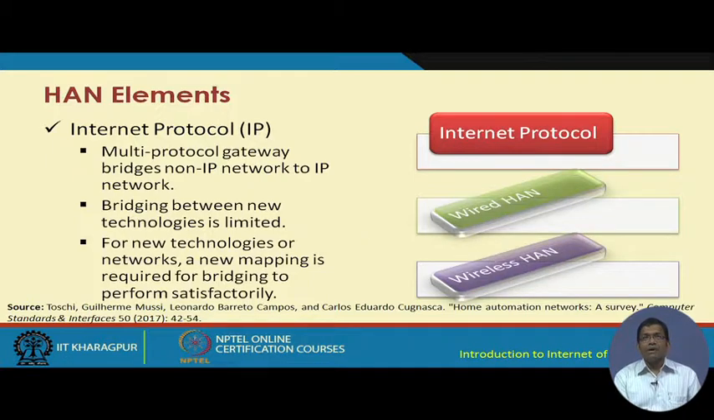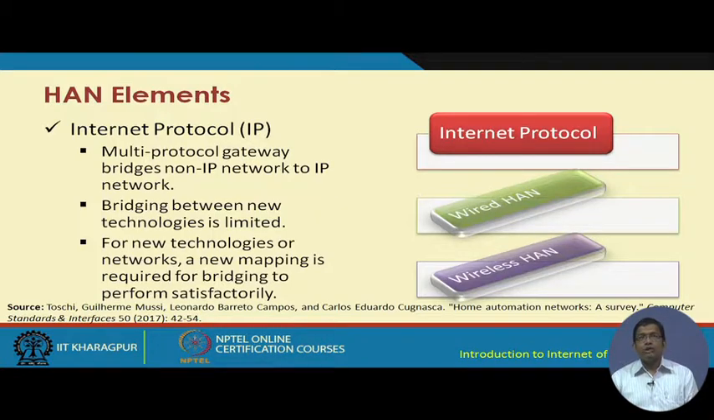So, we have multi protocol gateway bridges the non IP network to IP network. In other words, you have in a home area network support for both IP based networks, the traditional internet based networks, as well as there are some non IP based networks as well, and there are gateways that would bridge. Multi protocol gateway means those gateways understand the language of different protocols, both IP based protocols as well as the non IP based protocols.